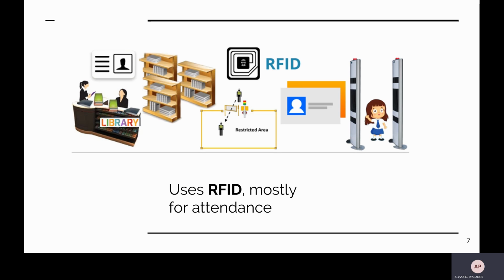RFID, or radio frequency identification, was used mostly for attendance. However, many studies relating to crowd monitoring use RFID in counting people. An RFID-based solution seems to be the best fit, as it can count people with high accuracy. However, the RFID solution remains prohibitive as it incurs huge costs and requires extensive deployment effort.